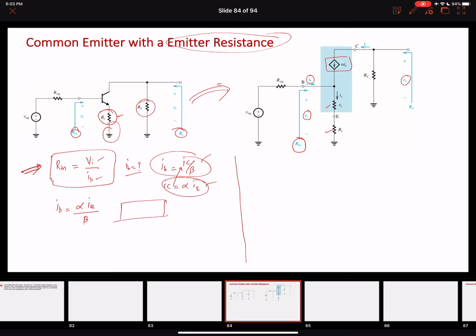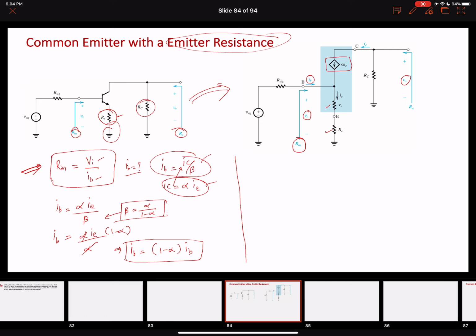Now we also know that beta equals alpha over 1 minus alpha. So considering that, I can rewrite this equation as alpha IE, putting down the value of beta, over alpha over 1 minus alpha. So this is the equation that I got. Our base current IB equals 1 minus alpha times IE.